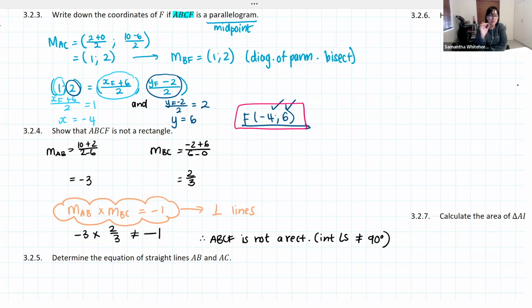Okay, so that little orange bubble, really, really important to know, especially in analytical. We use it a little bit in functions, but particularly in analytical geometry, when you multiply two gradients together, if you get -1, they are at right angles or perpendicular to each other. Okay, so that's really, really important.